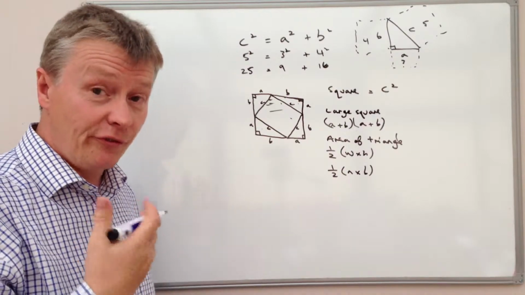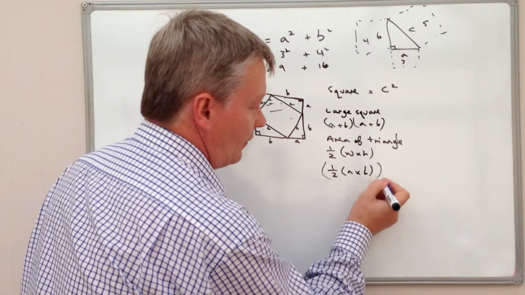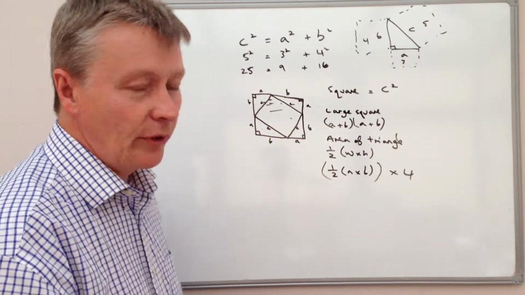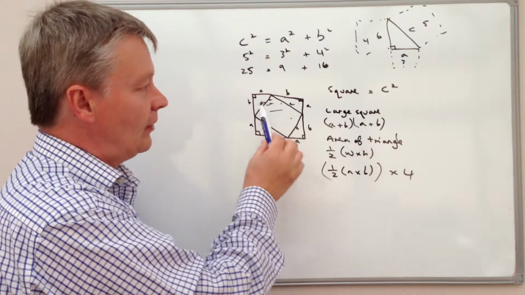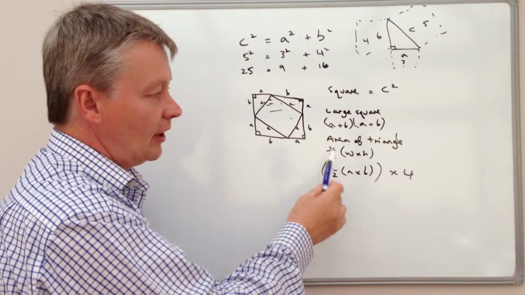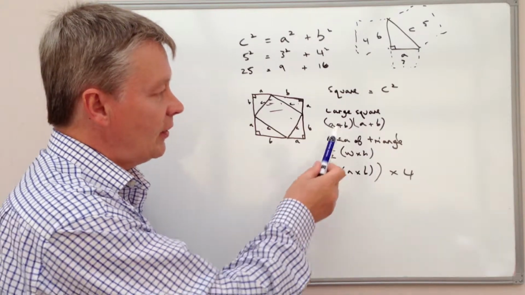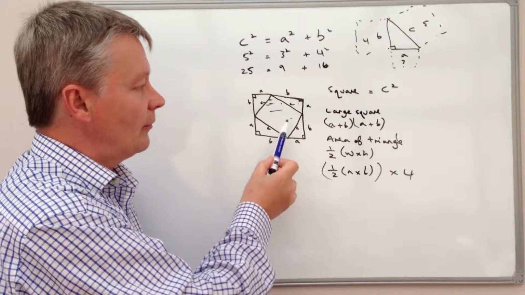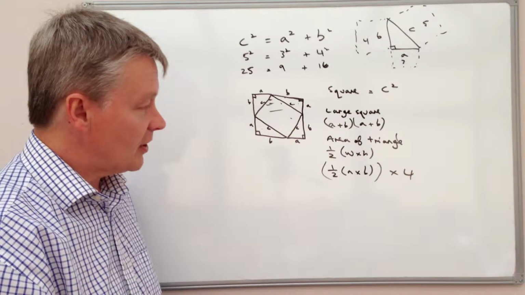And then, because there's 4 of them, I'm going to multiply that by 4. Okay. So in other words, what we've achieved is that we've got ourselves a way of calculating the area of the larger square, a way of calculating the area of the triangles, and if we take one away, or take that away from that, then we should end up with the area of the centre piece. Okay, so let's do that.